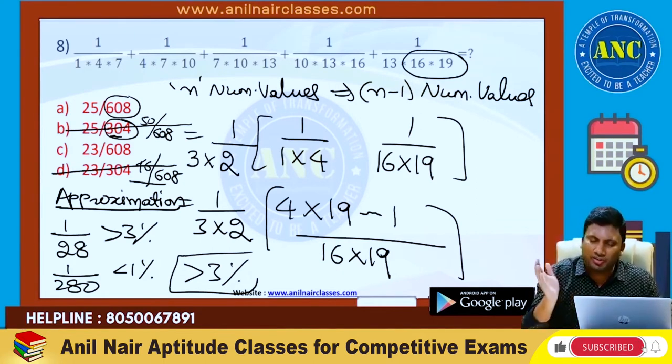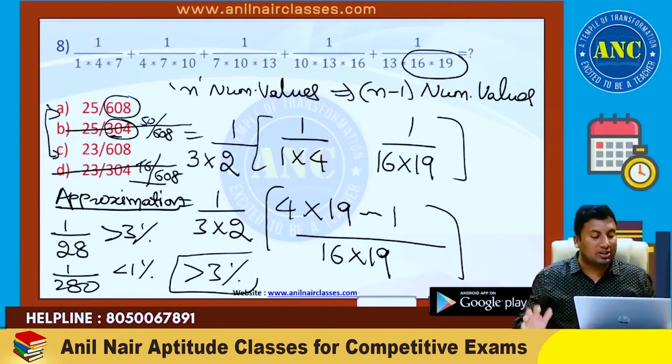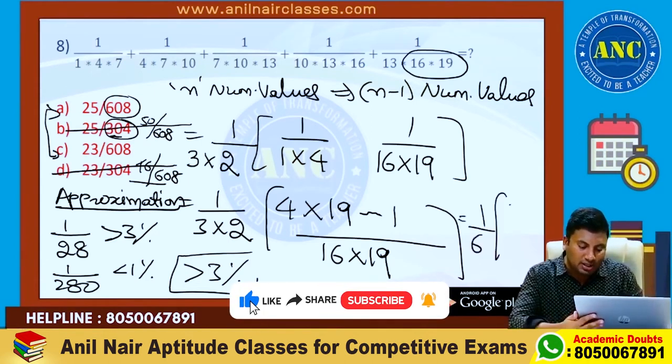4.6 4s are 24. Around 3 to 4, the value is getting oscillated. It is greater than 4. So, two options you are able to eliminate because of this option saving approach. So, these are nothing but 1/6 × 75/16 × 19.